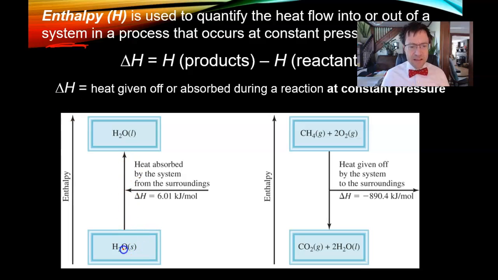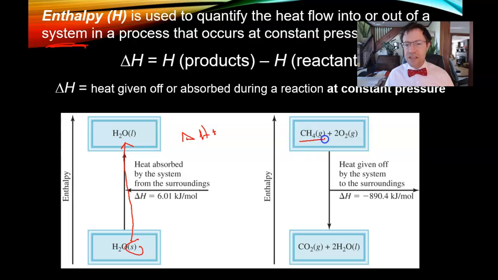So if we have a solid and we convert that into a liquid, that means it's going to absorb heat. That means delta H has to be positive, because it's like your energy bank account.